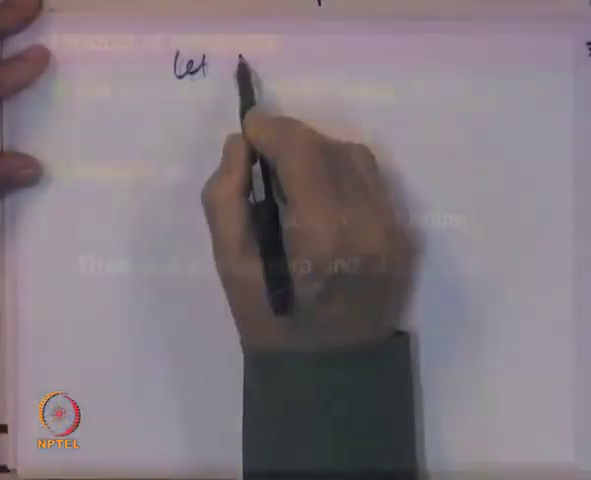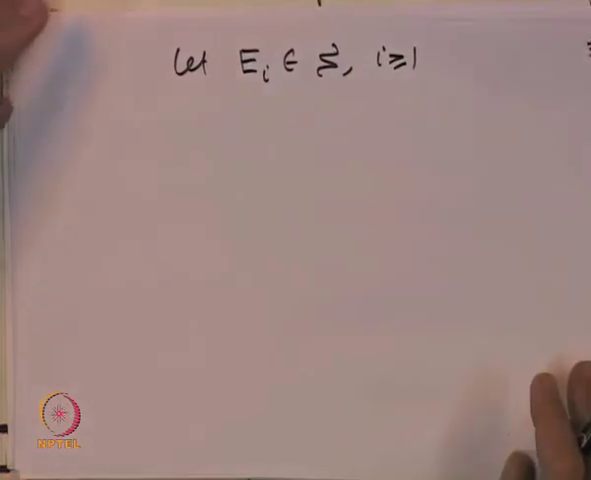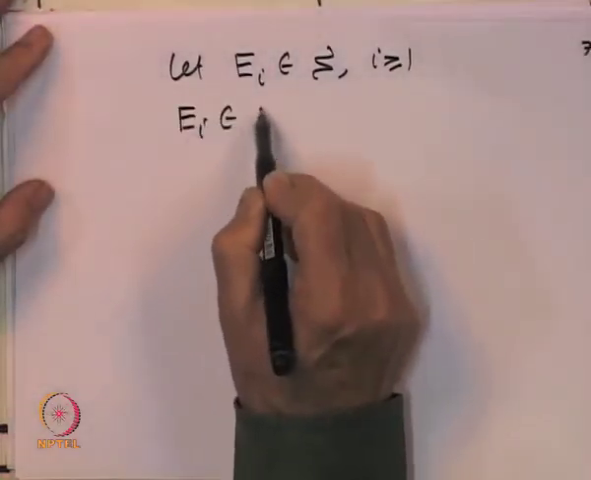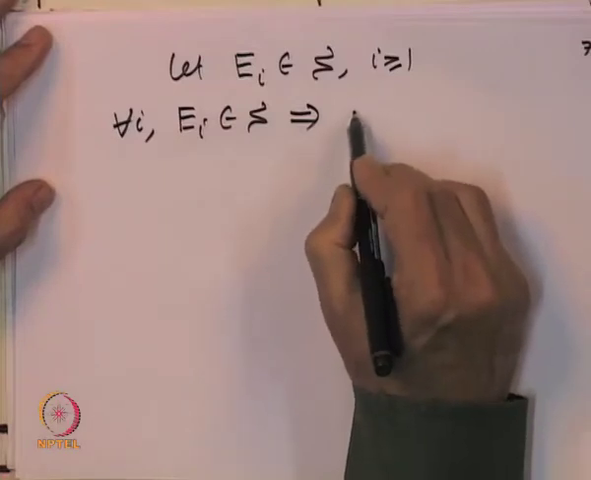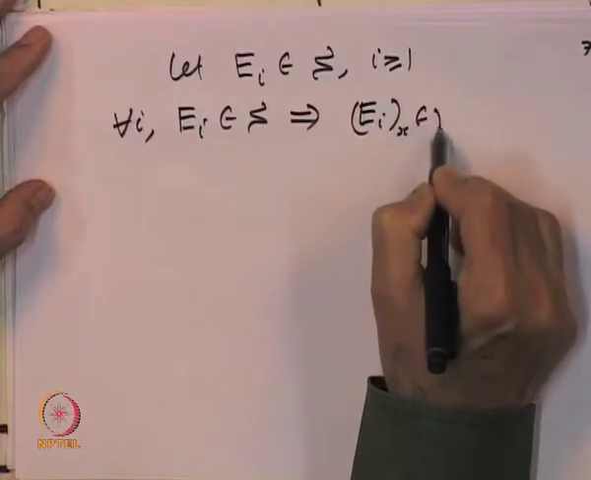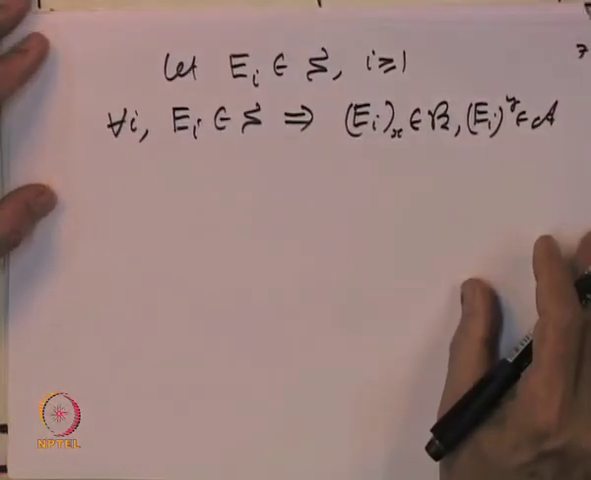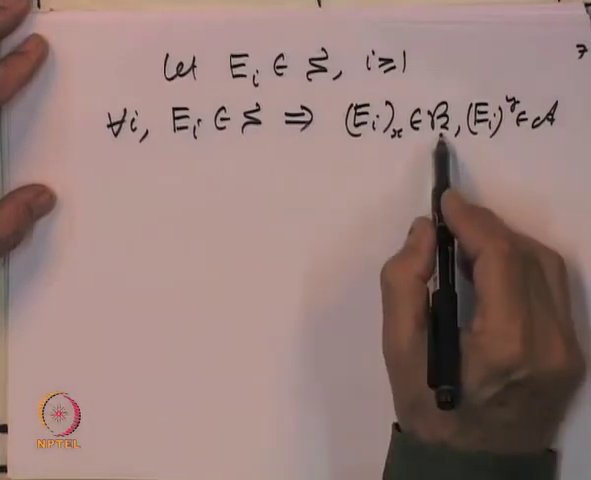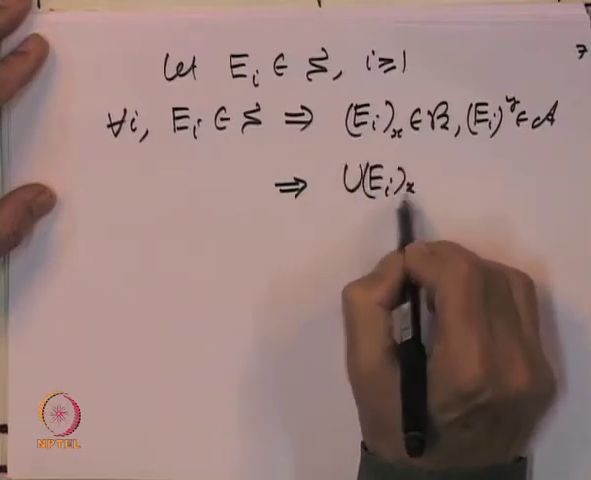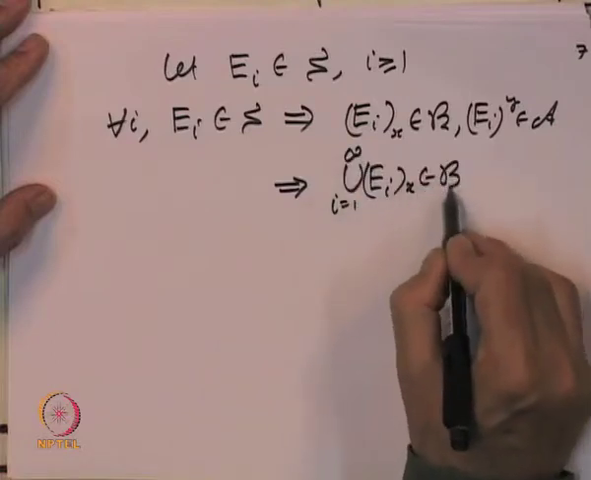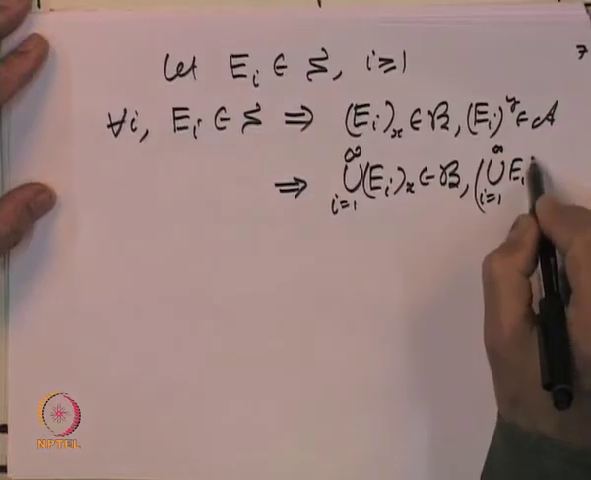To show that, let the E_i's belong to S, for i greater than or equal to 1. Each E_i belonging to S implies that for every i, the section of E_i at x is in the sigma algebra B and the section of E_i at y belongs to the sigma algebra A. So this property is true. But once again A and B both are sigma algebras. So that implies that the union of the E_i's sections at x, i equal to 1 to infinity, belongs to B, and similarly the union of the E_i's sections at y belongs to A.